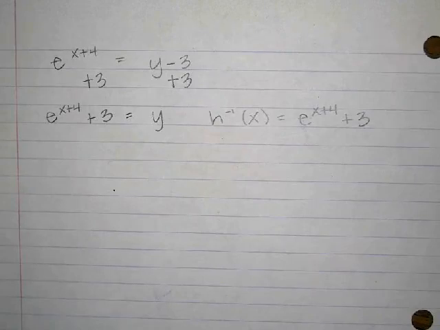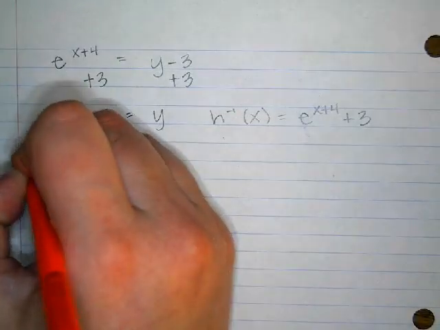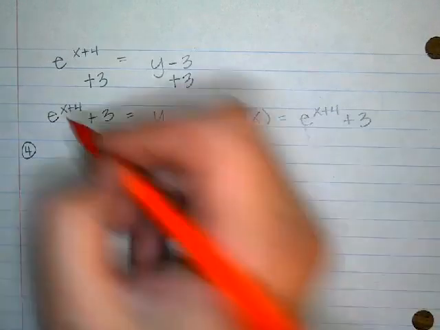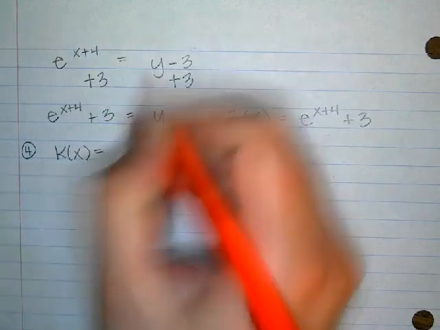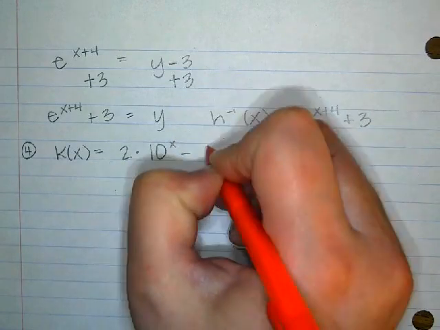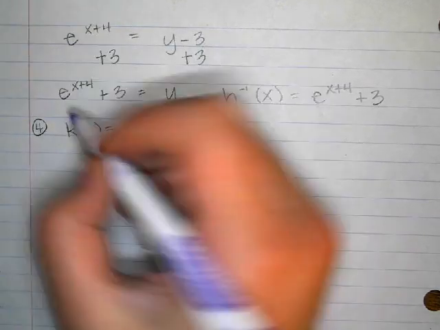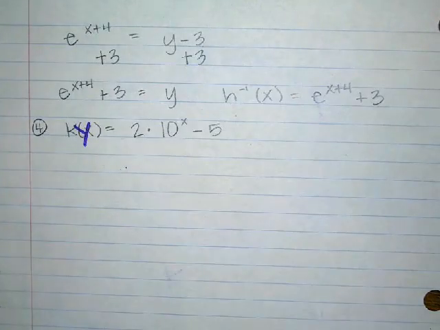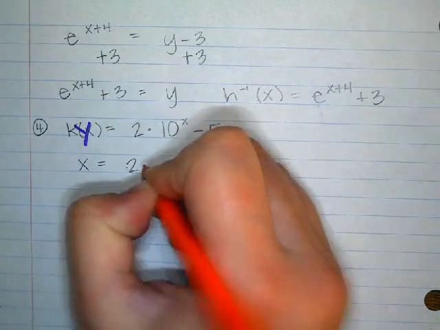Let's try some exponential problems. So let's say we've got k of x is 2 times 10 to the x minus 5. So k of x is our y. What is our first step? Switch the x and y. x equals 2 times 10 to the y minus 5.